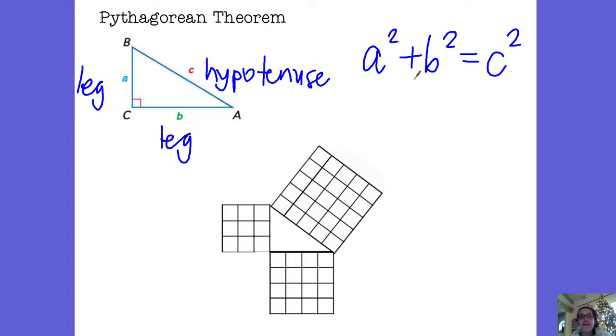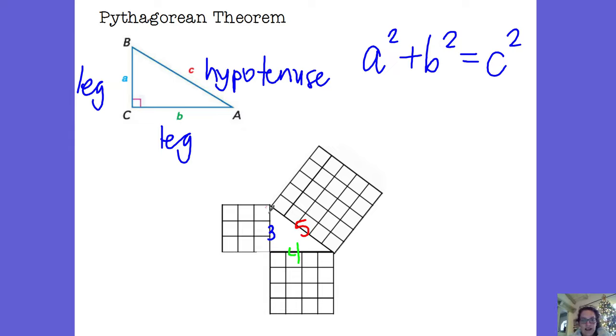So you might be wondering, why is the Pythagorean theorem true? This diagram down here is an example. It's kind of proving it to you. So think of this right triangle right here. The length of this side, this leg, is 3 units long. The length of the other leg is 4 units long. And then the length of the hypotenuse is 5 units long.